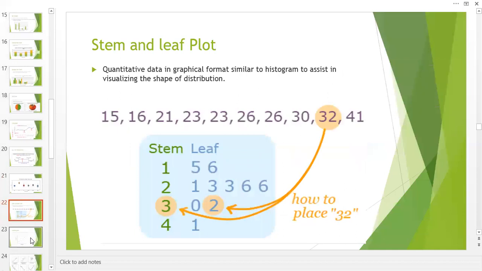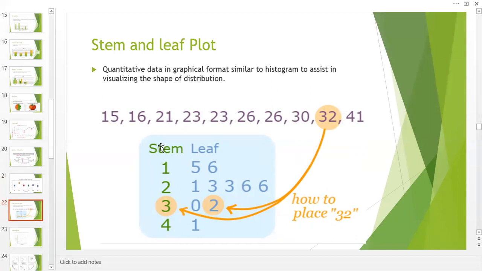Now coming to stem and leaf plot. It is used for the quantitative data. It expresses the quantitative data in graphical format similar to histogram to assist visualizing the shape of distribution. So in histogram, we can visualize the shape of distribution. Another way is stem and leaf plot.